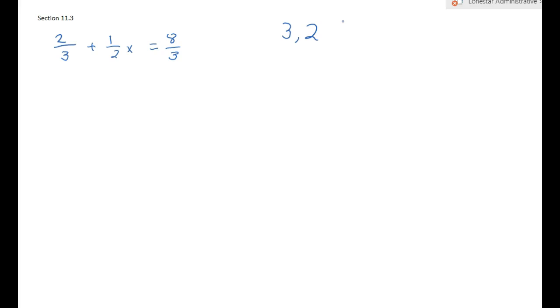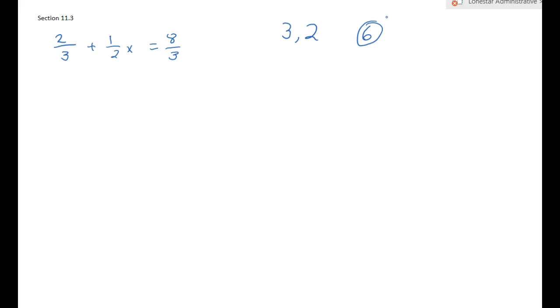So we need a number that both 3 and 2 go into. Well, 3 times 2 equals 6. 3 goes into 6, 6 divided by 3 is 2, and 2 goes into 6, 6 divided by 2 is 3. So 6 is our number. If we multiply both sides of this equation, or every single term, by 6, we still have an equivalent equation, but what we will do is be able to eliminate fractions.